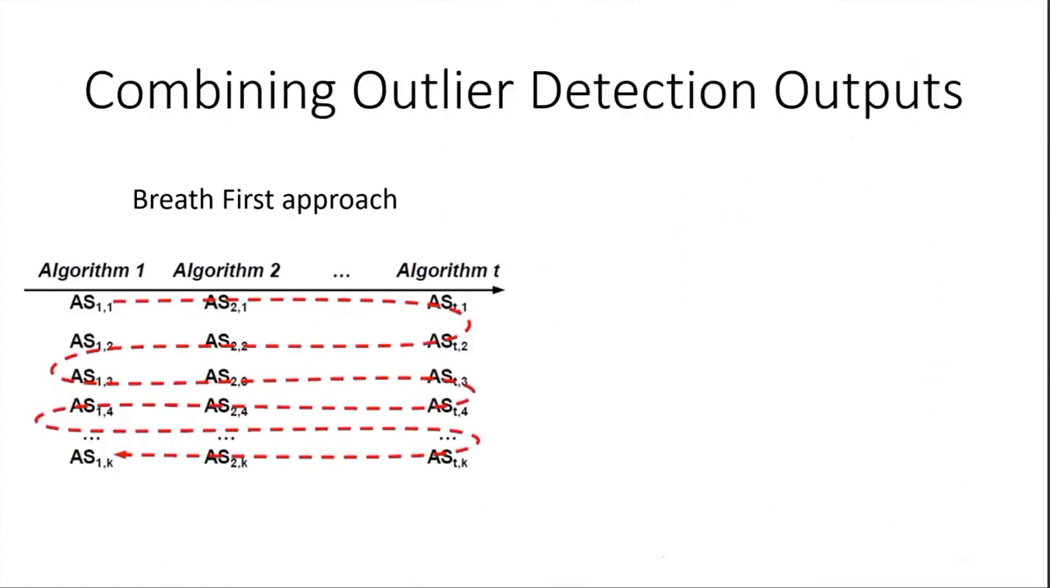The next step, once we have the scores, is to combine them to come up with a final answer for every data record. The authors here used two approaches. The first one they call the breadth first approach. The idea is that algorithm one will provide scores for all data records, and they sort them in decreasing order, meaning AS11 is the highest score. Each of these scores corresponds to one of the data points. They do the same, ranking the second column and column T.